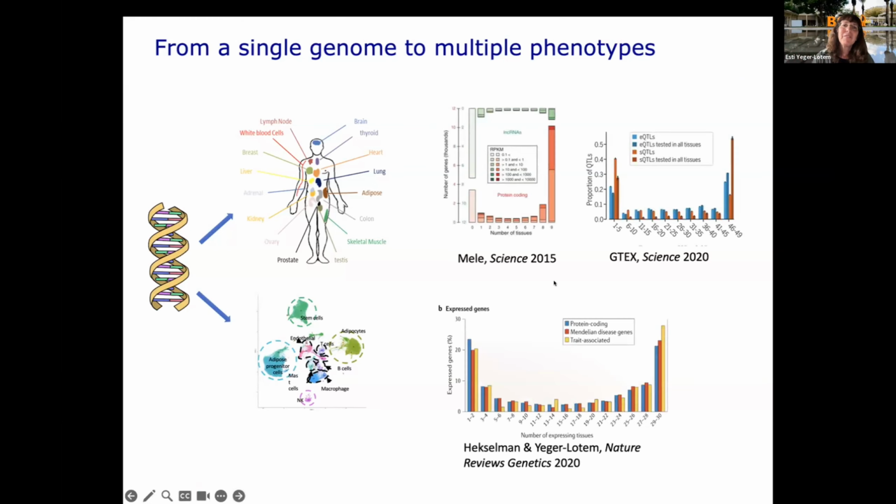This question becomes even more intriguing if we look at how genes are expressed across tissues and cell types, and this is what I'm showing you here based on data from GTEx. Actually, most of the genes are not tissue specific, and now we know that they're also not cell type specific. In fact, they tend to be expressed across many different tissues and cell types. Therefore, it's really hard to understand how we get from one DNA to this diversity of tissues, cell types and phenotypes in general.